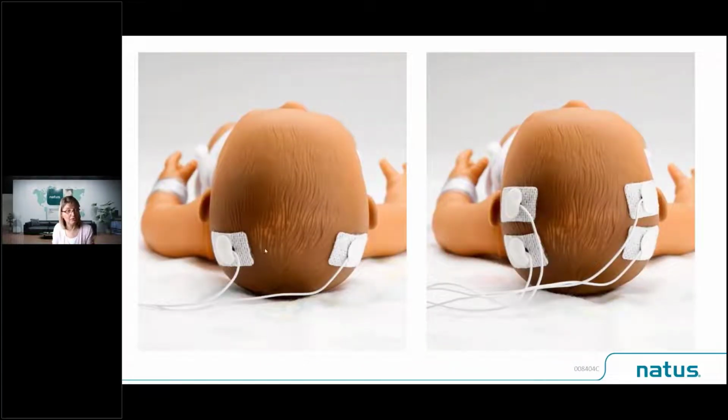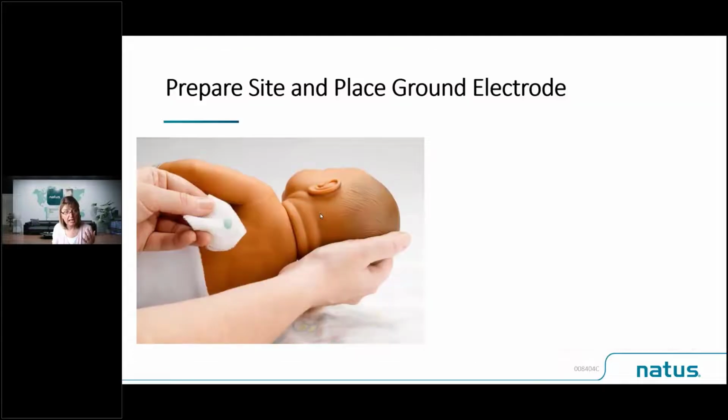Once you've got all of your electrodes in place, they should resemble these pictures. So on the left, you've got the 3 electrode configuration because you've got 2 electrodes on the head and you'll have 1 ground or reference. And the picture on the right, we've got 4 electrodes on the head and 1 as the ground or reference. So talking about the ground or reference, you need to select a site either on the back or the shoulder, or sometimes it works as well just to take a place behind the ear.